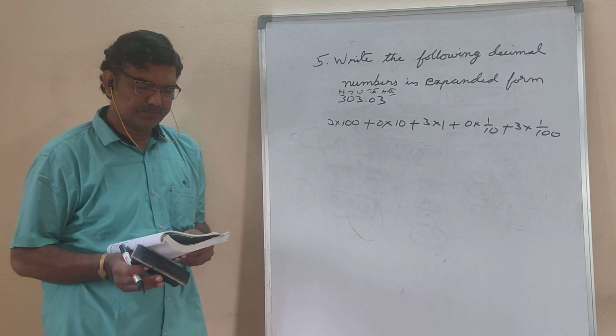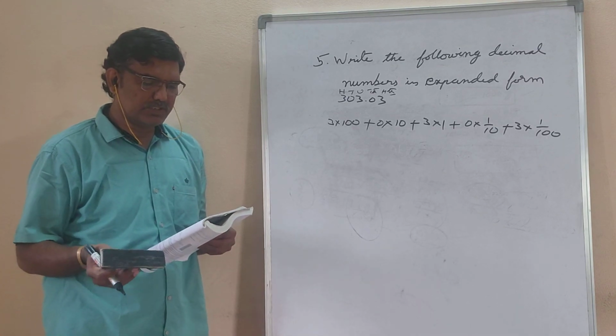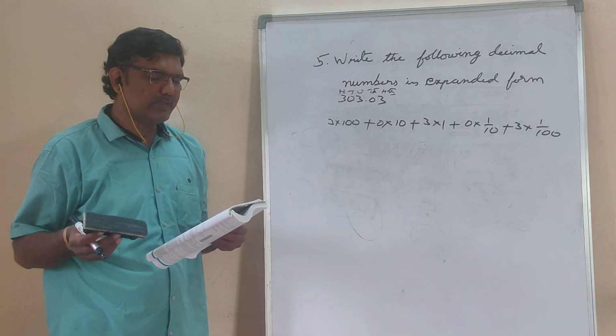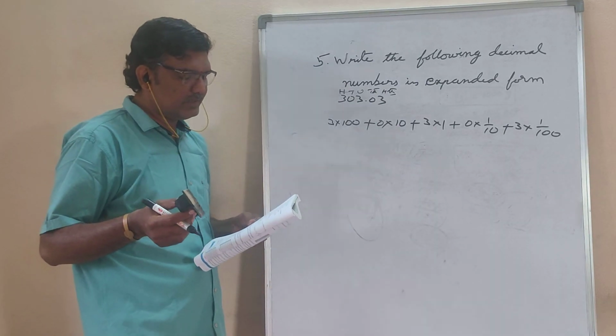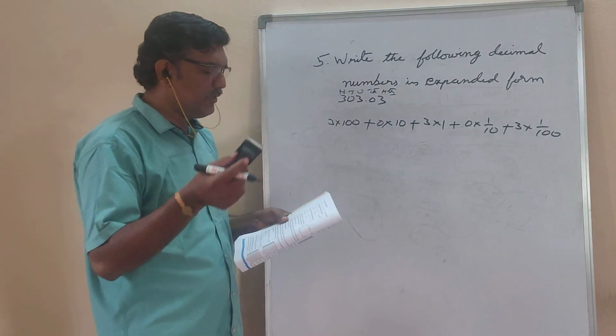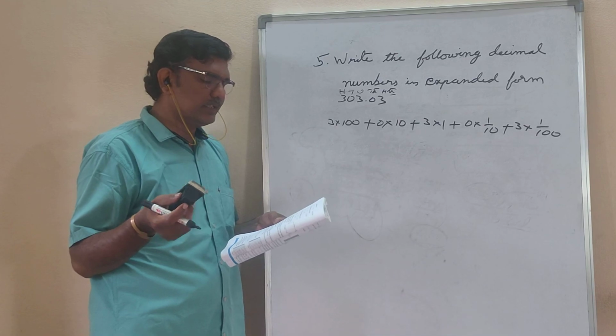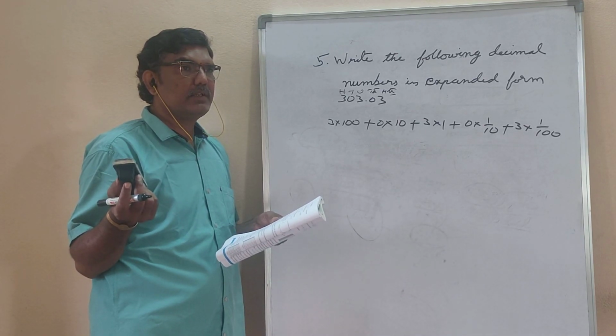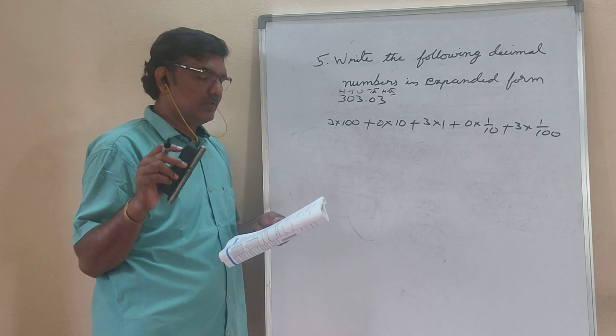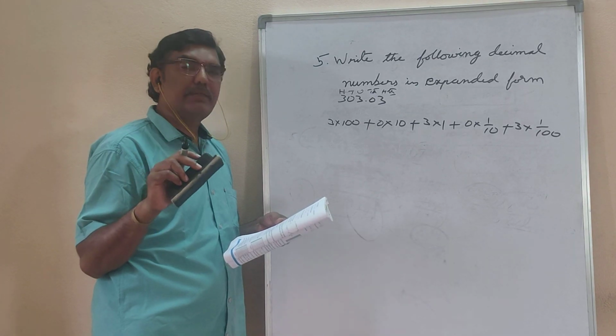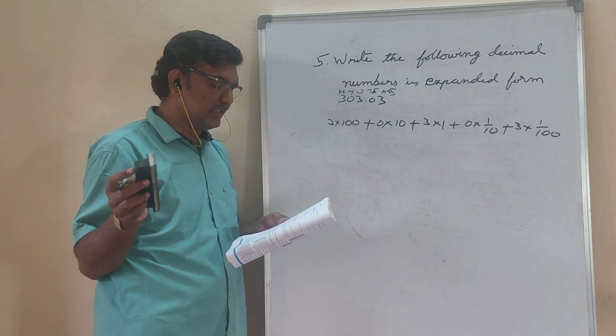Next, the sixth question, which I just now mentioned: write the place value of 3 in the following decimal numbers. If 3 is present in the units place, you have to write that it is in the units place. If 3 is present in the tens place, it is in the tens place. If it is in the 100th place, it is in the 100th place. Like this, you have to write it.